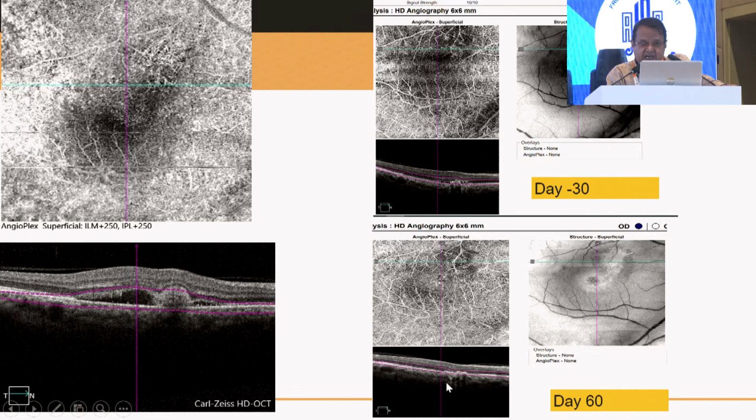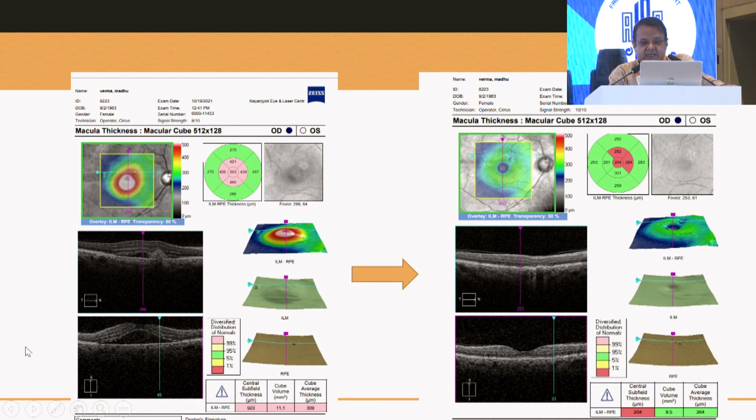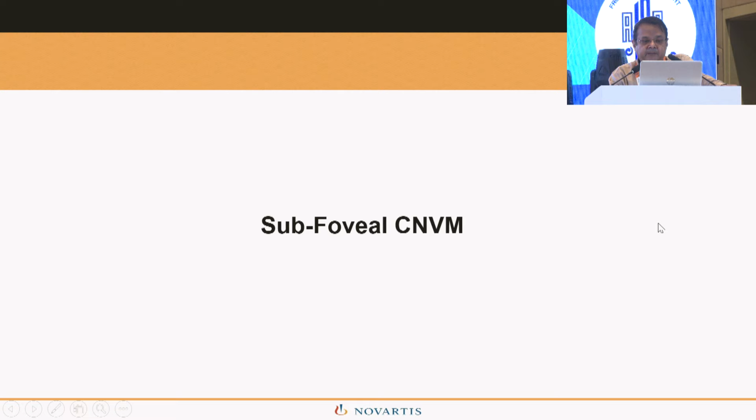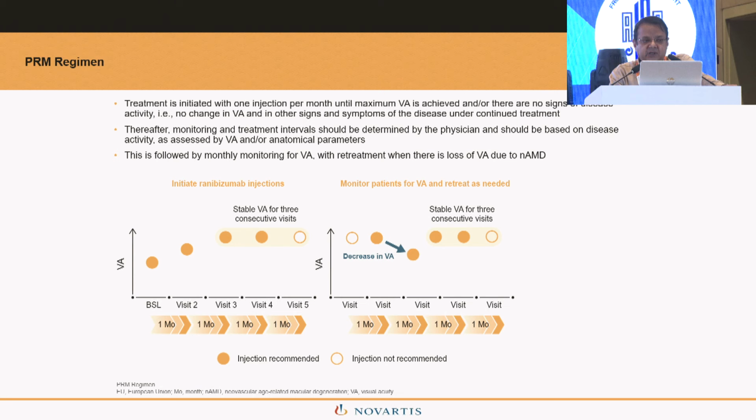Otherwise, if you don't recognize this kind of patient, you will keep on injecting throughout their life. These are the pre-treatment OCT and post-treatment OCT. Coming to the subfoveal CNVM, the major line of treatment is anti-VEGF. The regime we usually follow is the PRN regime, where you give three injections, and whenever the vision decreases, you inject again.